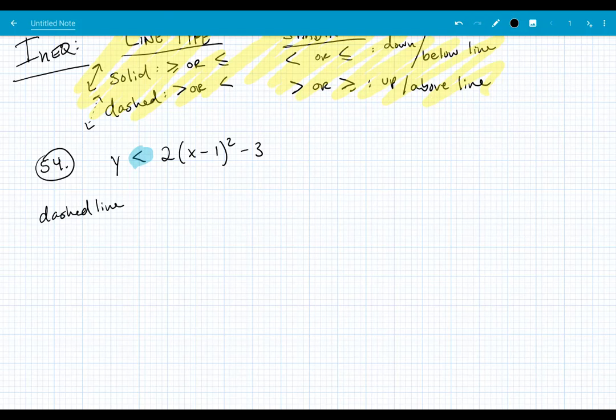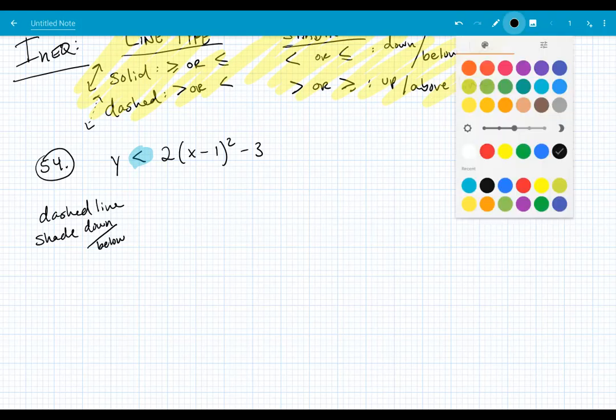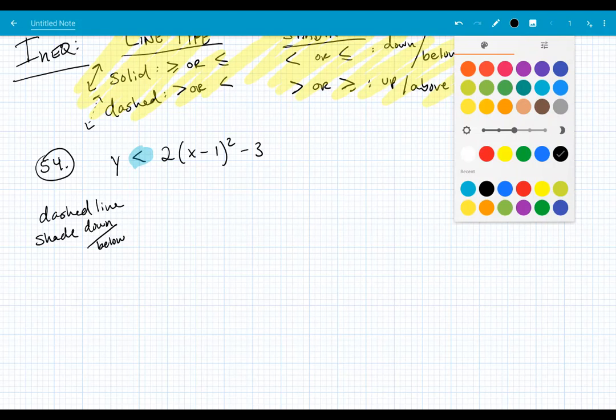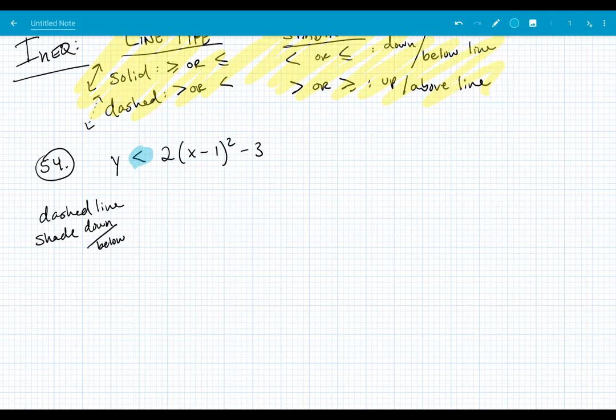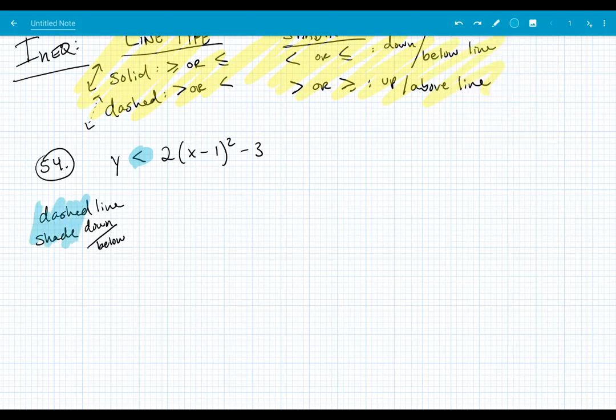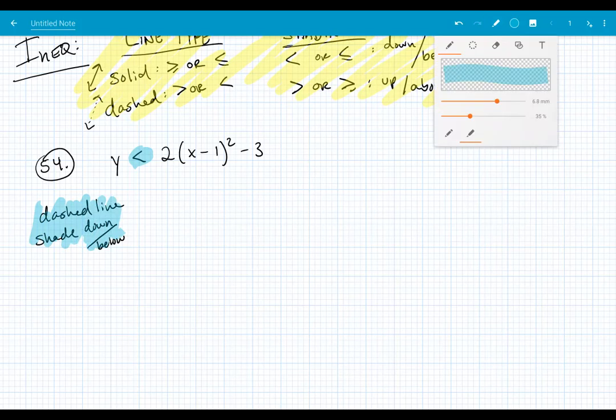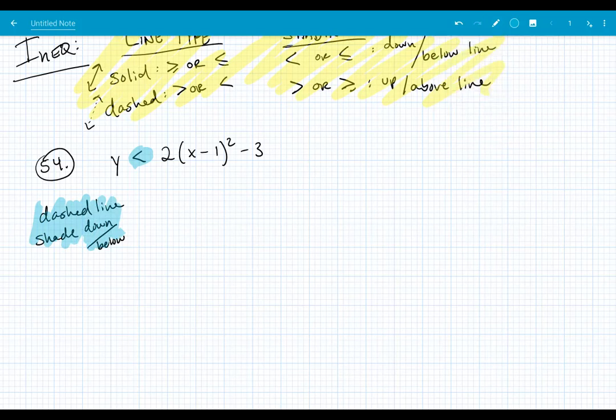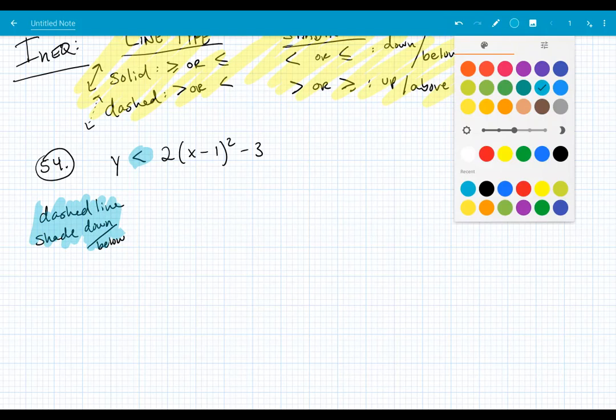And I know that we're going to shade below, or down below the line, however you want to call it. That's what that inequality tells me, from the direction it's pointed, and, got the highlighter, and from it being not equal to. The rest, we're just going to do as we know how.